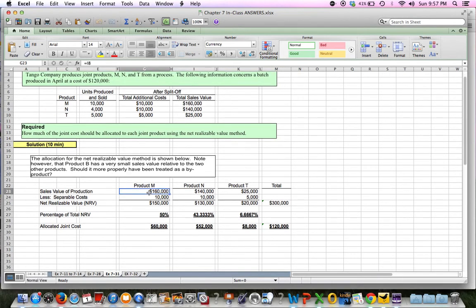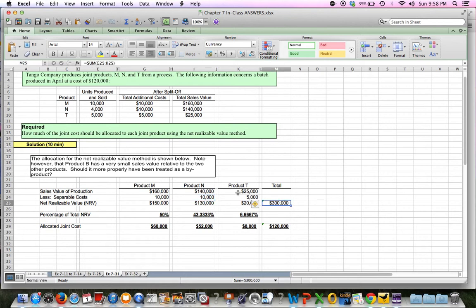For product M, we're bringing in the sales value of 160,000 minus the separable cost of 10,000, which gives me a net realizable value of 150,000. For the percent of total realizable value, I'm taking the three products and adding up their net realizable values, which is 300,000, and M is half of that. Then for product N, I do the same thing: the sales value of 140,000 minus the additional cost of 10,000 to get 130,000, and then 130,000 is 43.33% of 300,000.